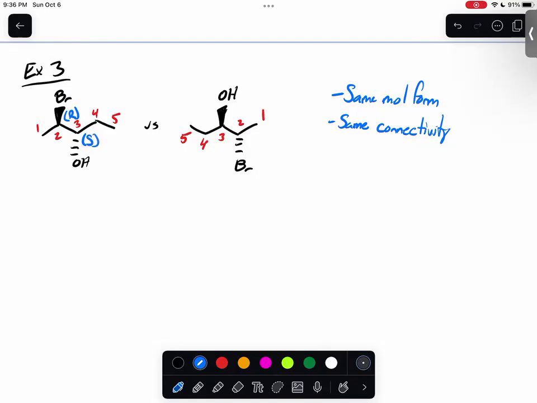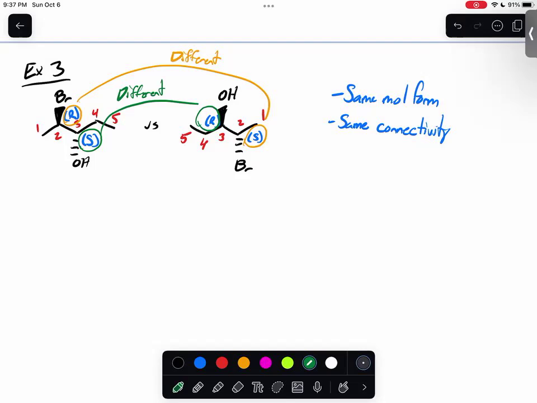On the right hand side, the OH in this case is R, and the Br is S. So in this case, looking at it, the bromine starts out R and it changes to S. So this is now different. And then the alcohol carbon starts out S and ends up R. So this is also different. Since all of the stereocenters in this case changed, right, there's none that we've labeled as the same, these are enantiomers.